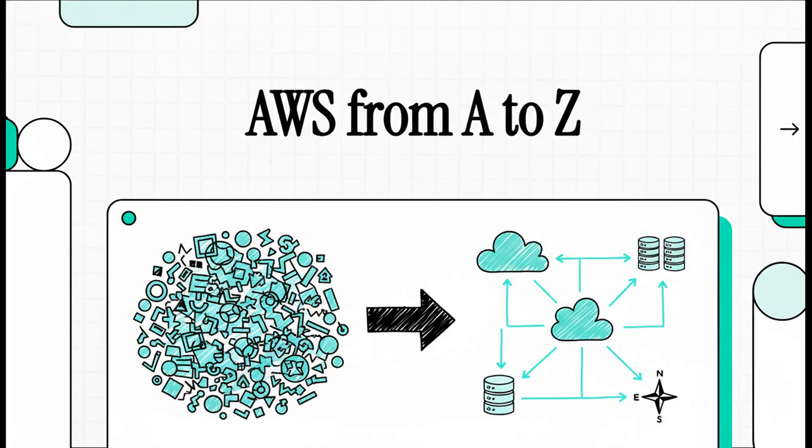Hey there! So you've probably stared at that massive list of Amazon Web Services and just felt completely lost, right? Well, you're not alone. The whole point of this is to cut through all that noise, to turn that crazy alphabet soup of services into a simple, clear map that you can actually use. All right, let's just dive right in.